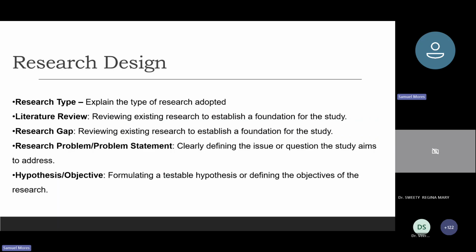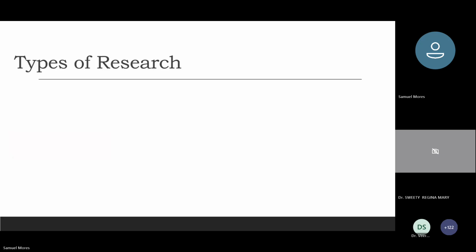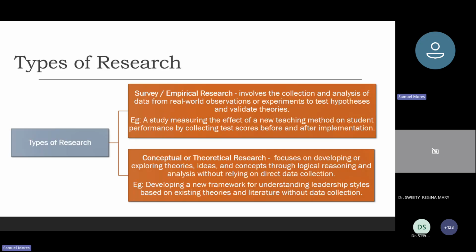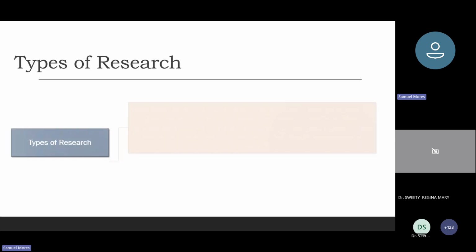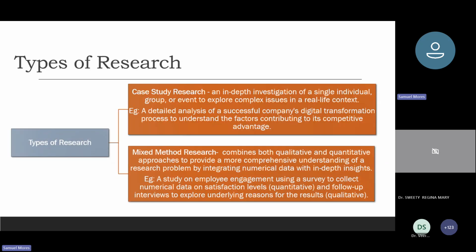In research design, you will explain what type of research you have conducted. Is it a case study? Is it a quantitative study? Is it an empirical research? Or is it a conceptual research? Or is it an explorative research, qualitative research? How have you conducted the research? Okay, the topic I have chosen, as I mentioned just now, is a comparative study of G20 countries' economic performance in the year 2024. So I can do any type of this research.